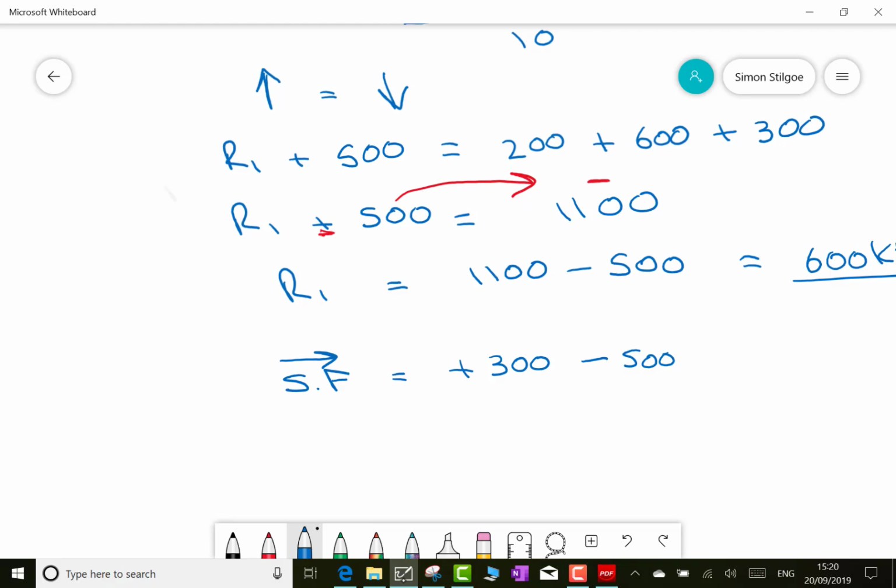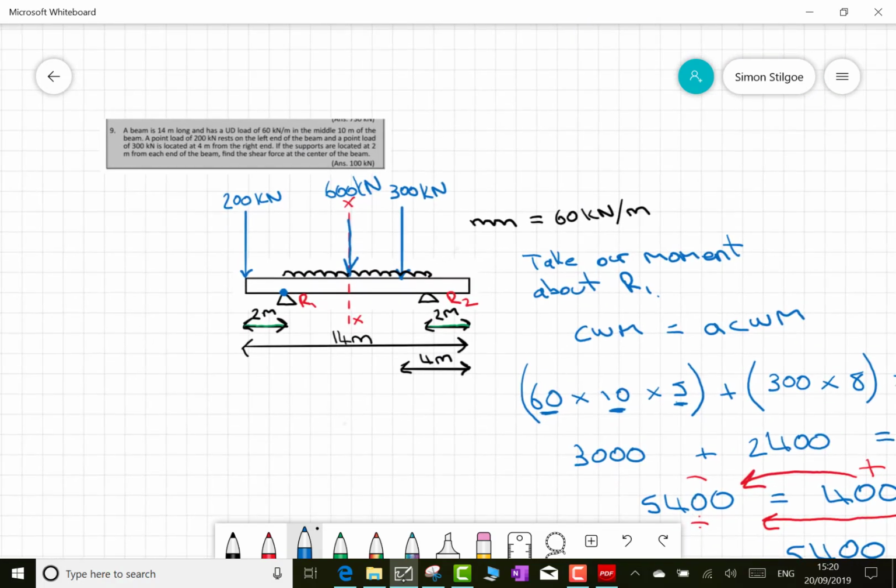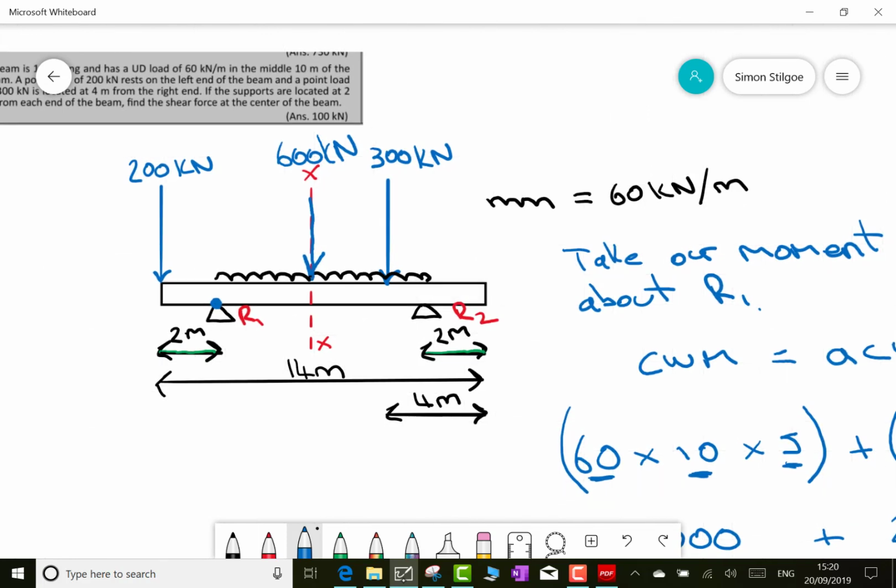Now looking back at my diagram here, we can see that to the right of section XX, or the dead center of the beam, we've got to find out how long this distributed load section is. Well, the whole distributed load section is over 10 meters between R1 and R2. So that means our uniformly distributed load to the right of XX is half of that, which is 5 meters. So our load of 60 kilonewtons per meter is acting over 5 meters. So if we multiply that out, we will get our load acting downward for our uniformly distributed load.